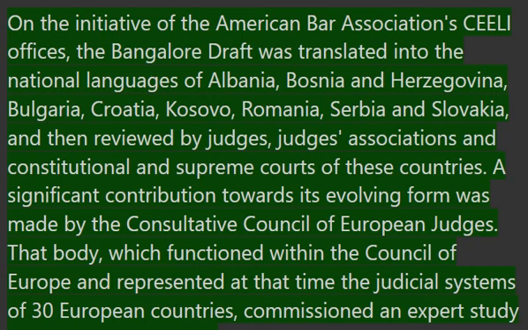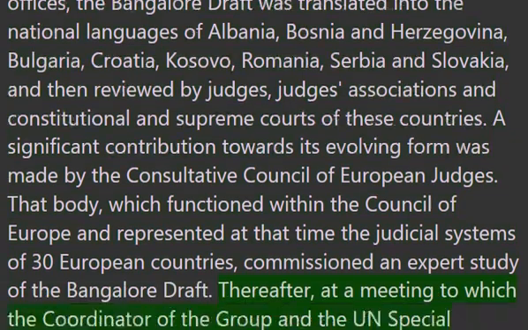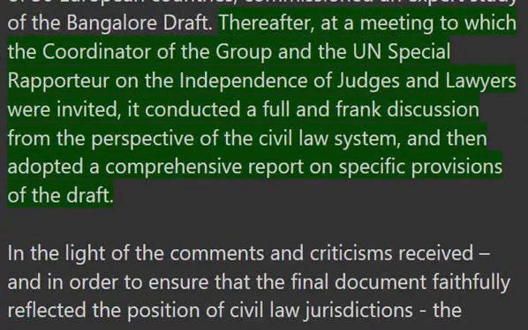A significant contribution towards its evolving form was made by the Consultative Council of European Judges. That body, which functioned within the Council of Europe and represented at that time the judicial systems of 30 European countries, commissioned an expert study of the Bangalore draft. Thereafter, at a meeting to which the coordinator of the group and the UN Special Rapporteur on the independence of judges and lawyers were invited, it conducted a full and frank discussion from the perspective of the civil law system, and then adopted a comprehensive report on specific provisions of the draft.